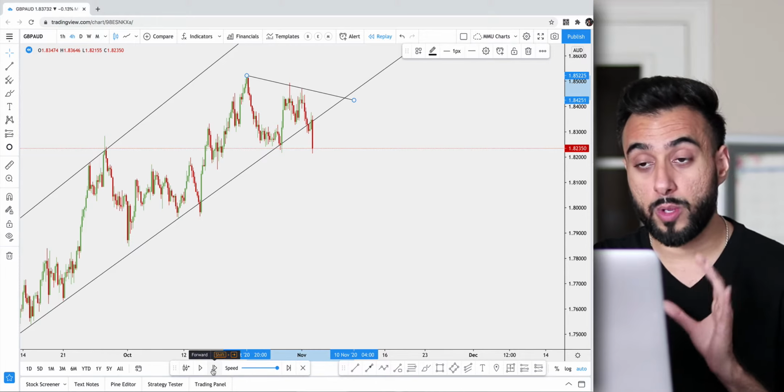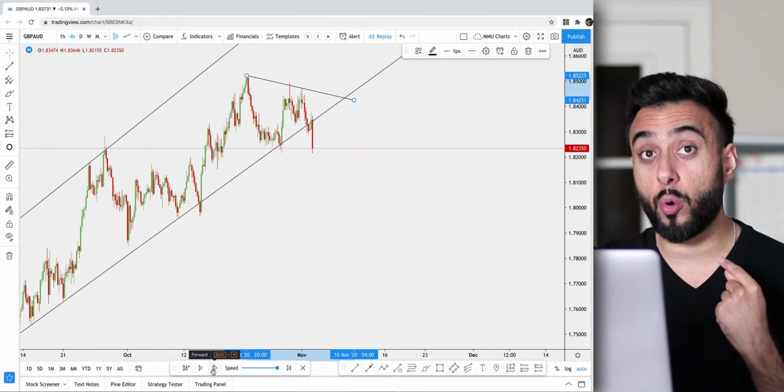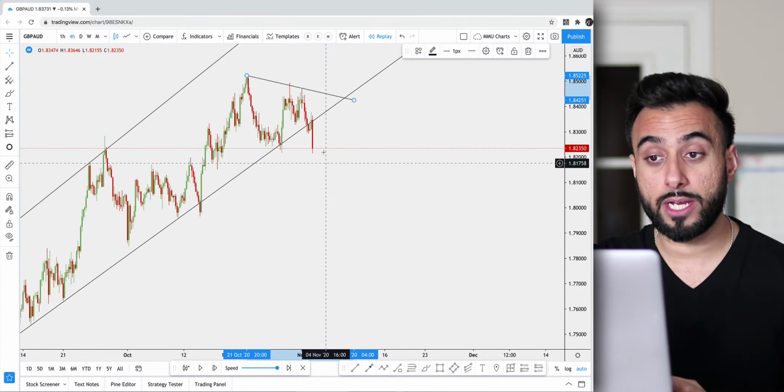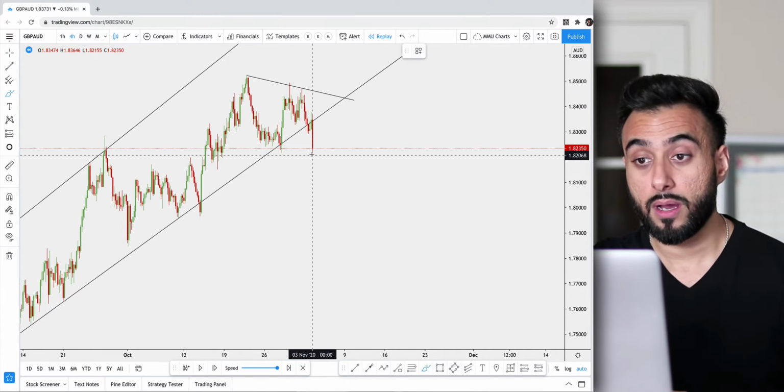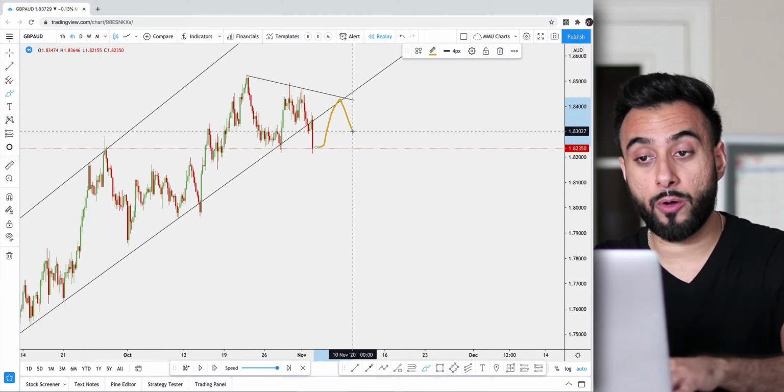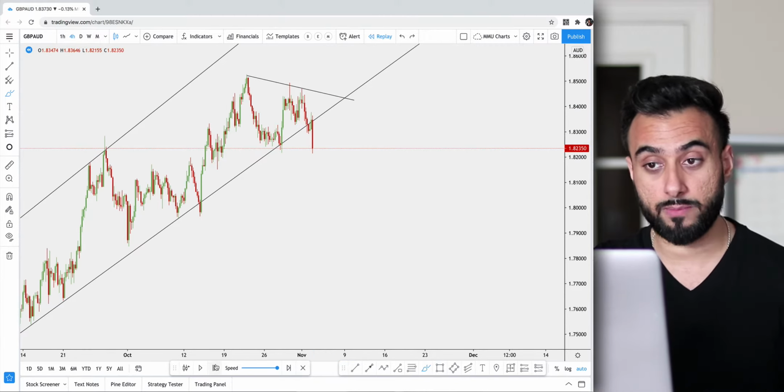And now what would we want to do? We would want to enter a short on the top of the trend line. We want to enter a short if the market goes up to the trend line. We want to enter a short aiming in the down direction. So let's go ahead and allow this market to actually play.